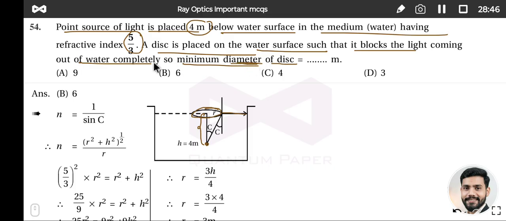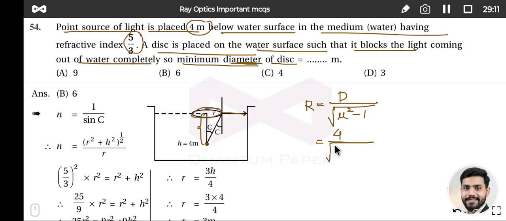For this type of question, I have given a short trick formula to find the radius. The formula is the depth at which the object is placed upon root of mu square minus 1, refractive index the whole square minus 1. So the depth is given 4 meter upon root of mu square, where mu is 5 upon 3, so 5 upon 3 the whole square minus 1. If we solve this, we get 4 upon root of 5 square, which is 25, upon 3 square, which is 9, minus 1.